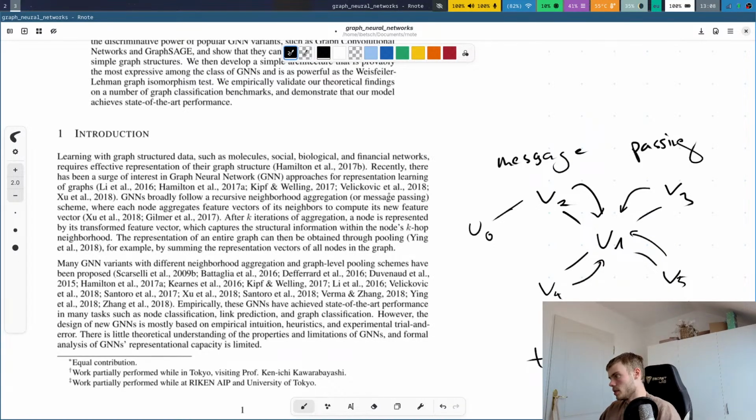All right. After k iterations, so this is repeated k times of aggregation, a node is represented by its transformed feature vector, which captures the structural information within the node's k-hop neighborhood. Of course, if we only have a k of 1, we can only get the information from the direct neighbors. If we have a k of 2, v1 will also capture messages through the state of v2 in iteration 2 of v6. So this is 2 hops, right?